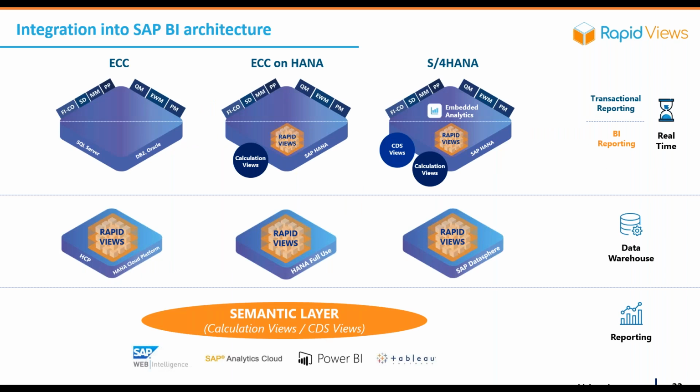Okay, so about architecture, this slide, the first layout is the ERP, right? ECC on a relational database, ECC on HANA, S4HANA. Or RapidViews technology only, all our business content are only developed on HANA technology, on ECC, S4HANA. So we use what we call CDS view and calculation views.